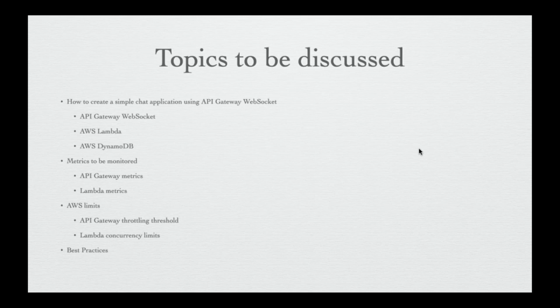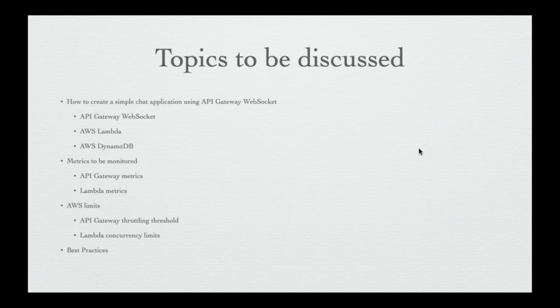And in the next lecture we will talk about some of the major important metrics that you have to monitor related to API Gateway as well as Lambdas. And in the third lecture we are going to cover some of the AWS limits that you have to know before you roll out your code into production. And the last lecture will be on some of the best practices and anything else that I might miss out in the first three lectures.